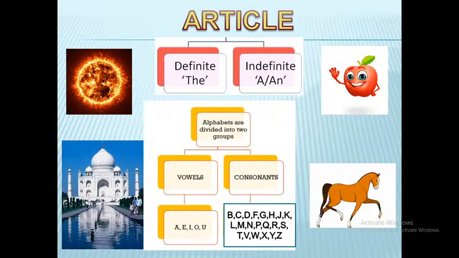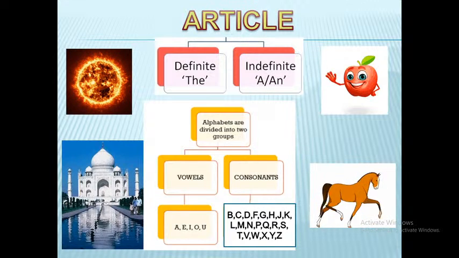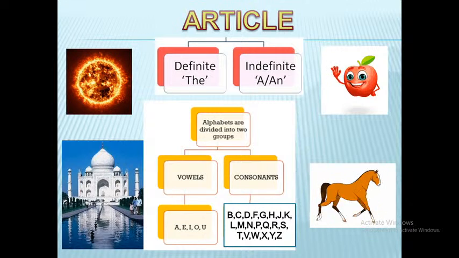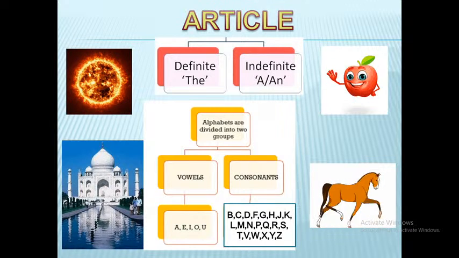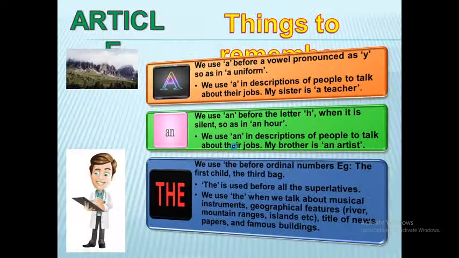And in the last class itself I told you this consonants group is further divided into two groups, and one is called semi-vowels, in which W and Y are the semi-vowel letters of the English language, right? So in the next slide we are going to discuss the usage of the articles a and an.